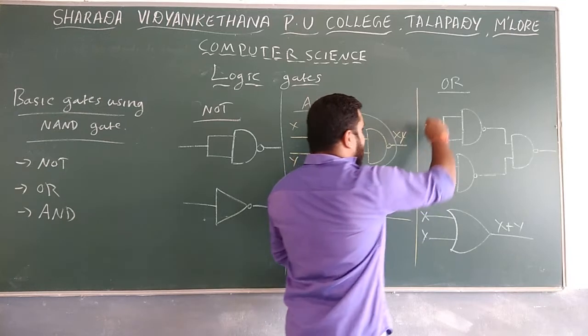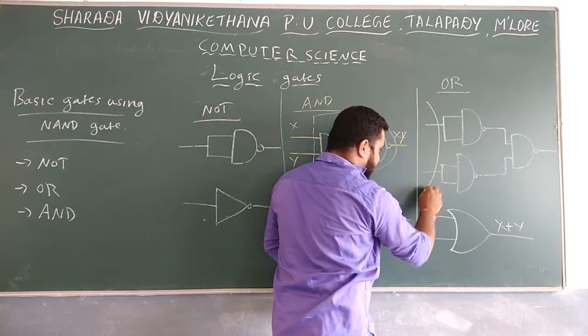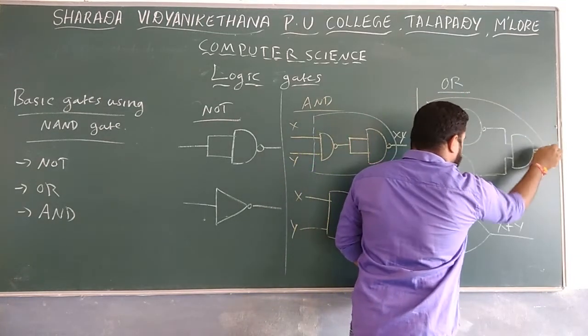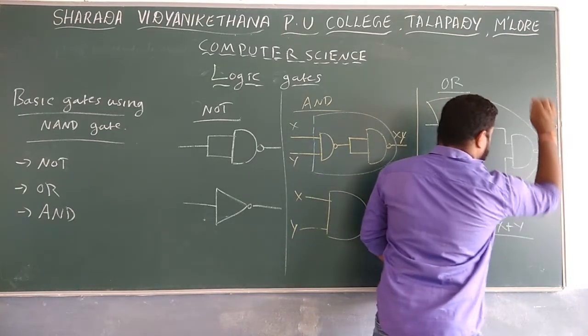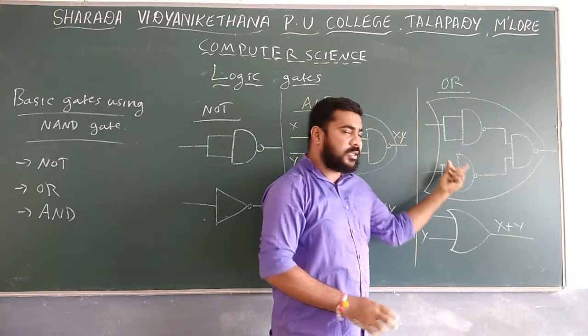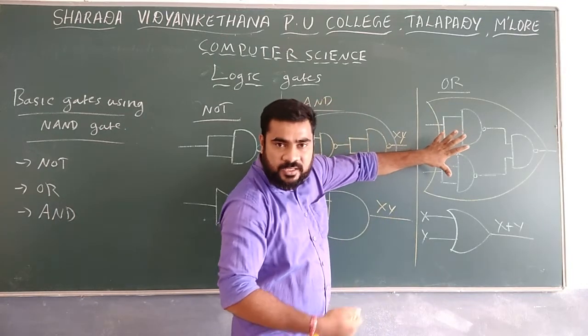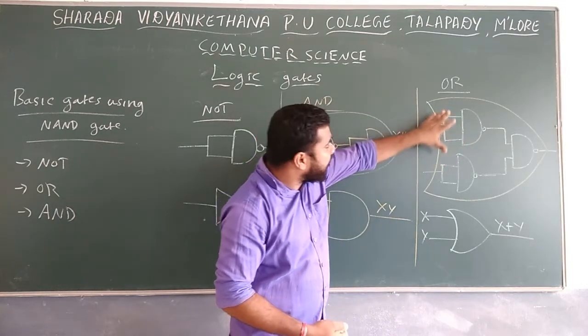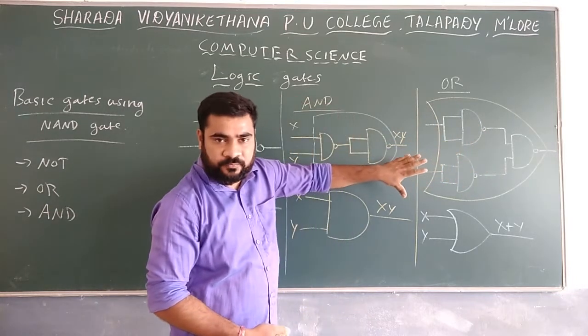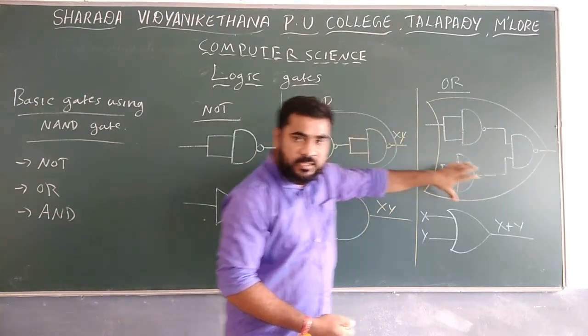You can write it like this, but it is only for understanding. So this is equal to this one. These three gates are equal to one gate. Whenever you find the OR gate, you should write down these three gates. So write down all these types.